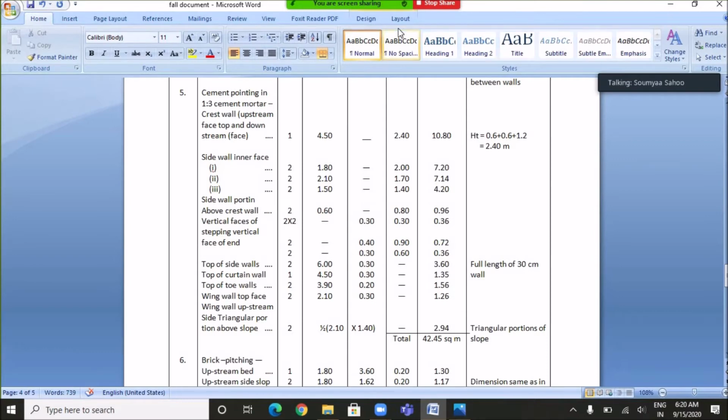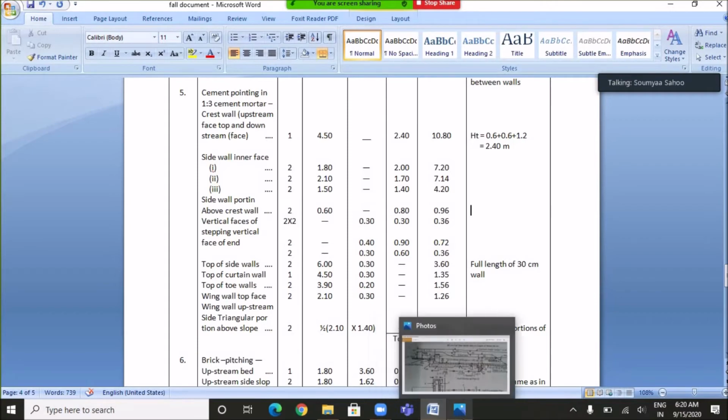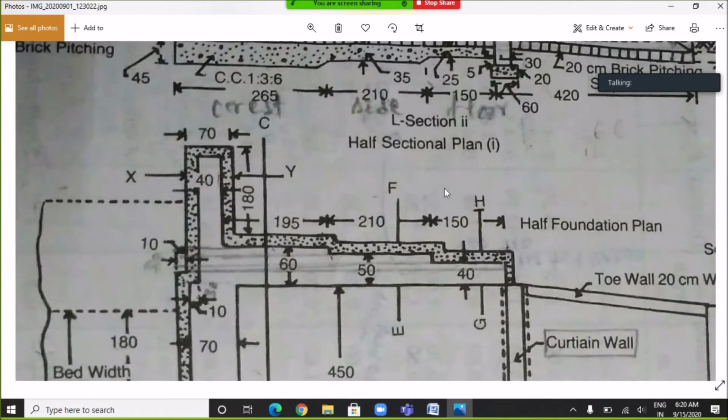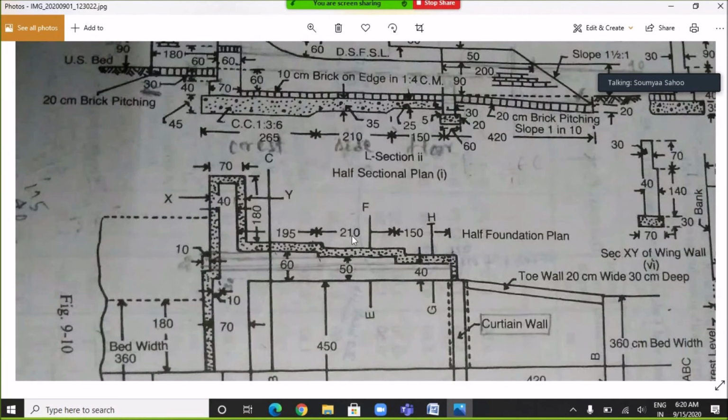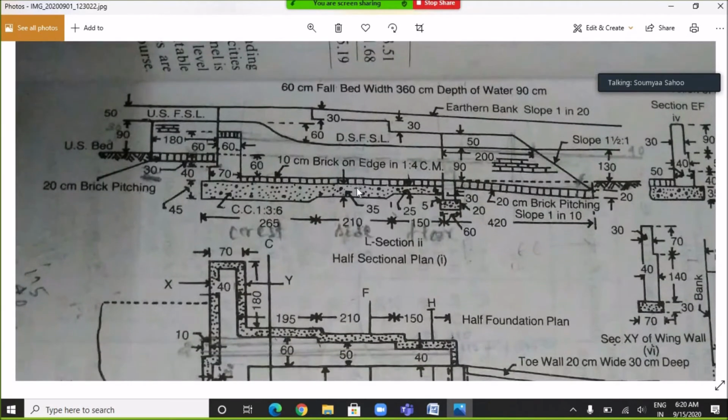For the sidewall interface portion, having a length of 210 centimeter, the height will be from this point to this point where the pointing work is to be done. So this height will be, see, from this point up to this point we have known the height is 2 meter. Now if we deduct 30 centimeter from here, we will get the height from this portion to this portion. So 200 centimeter minus 30 centimeter, which is equals to 1.7 meter.